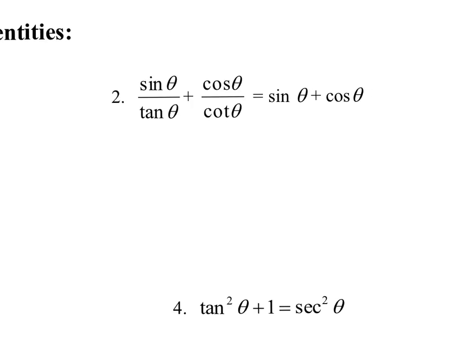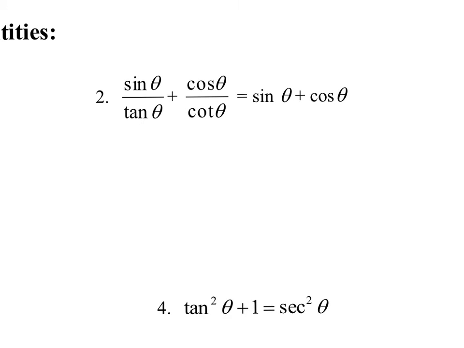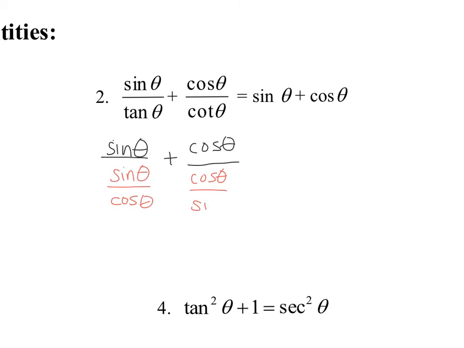Number 2. The side that looks messier to me is this side. So I'm going to write everything in terms of sine and cosine. So I have sine of theta, so that's already fine, over tangent. So tangent is sine of theta over cosine of theta. Plus cosine of theta, it's already good, over cotangent, which is cosine theta over sine of theta.